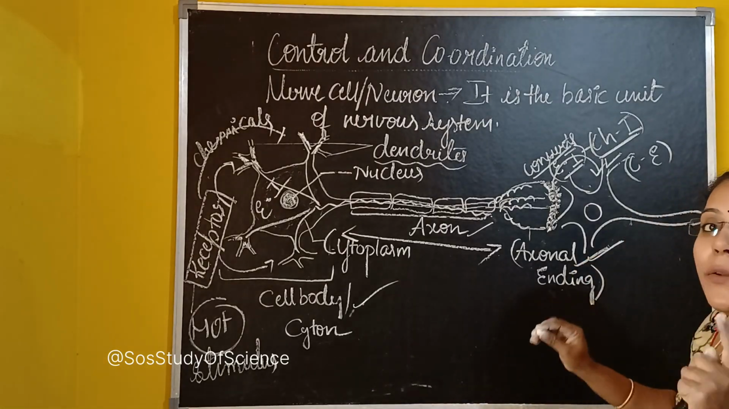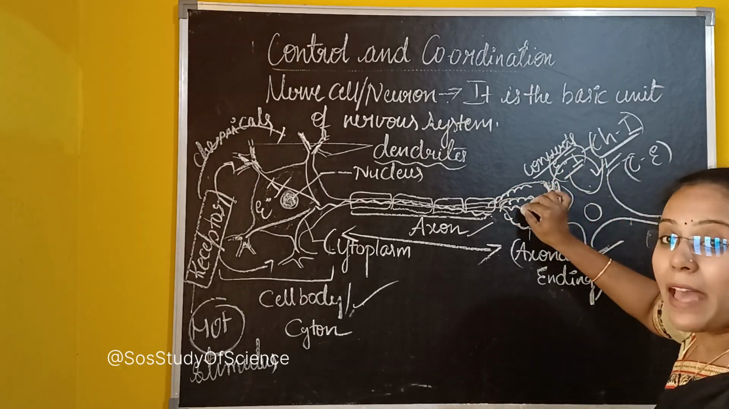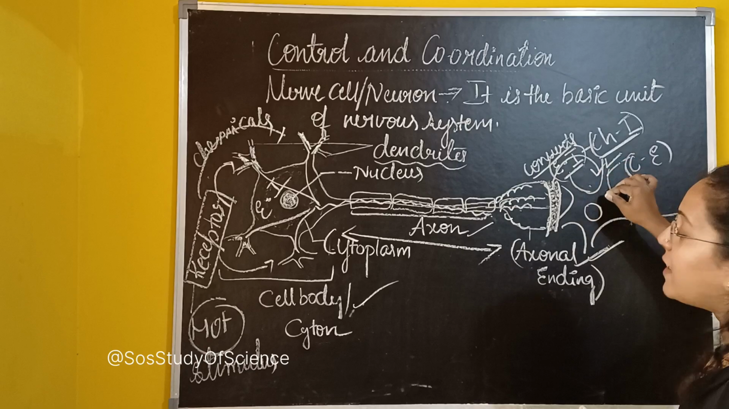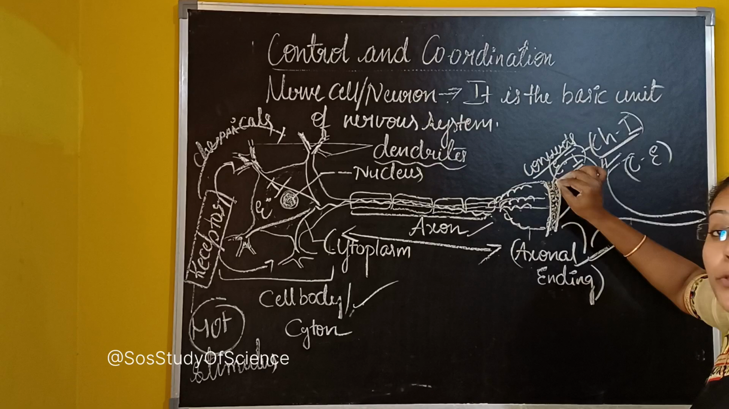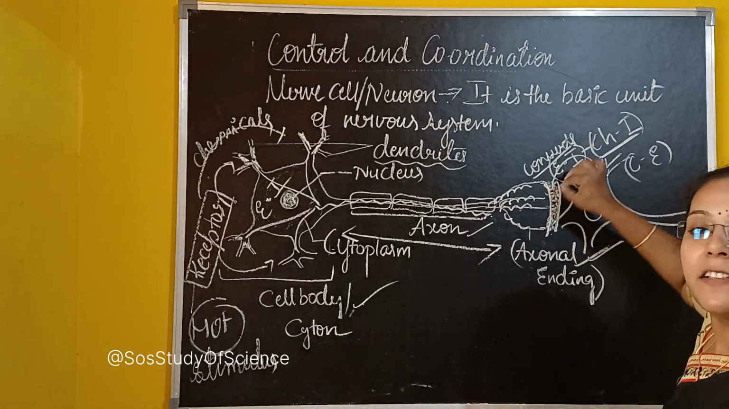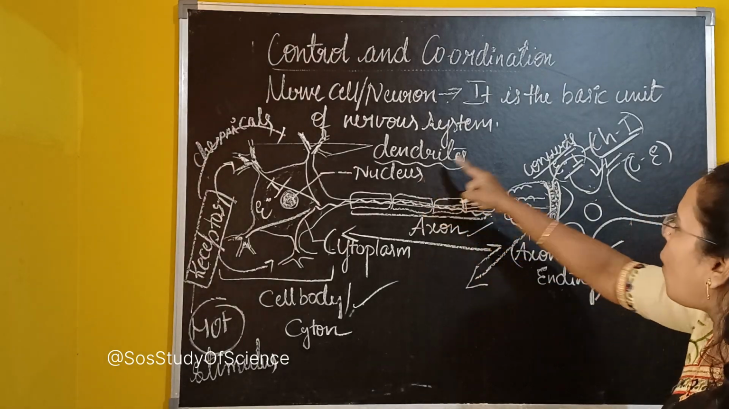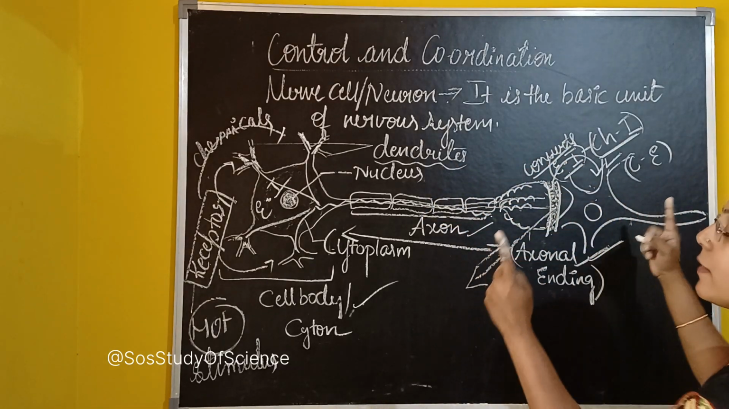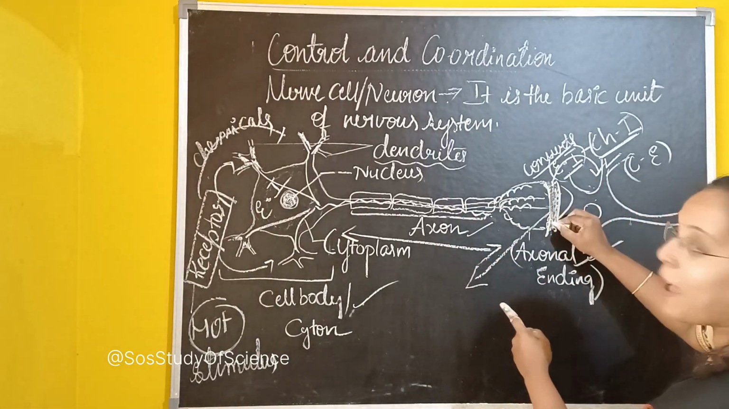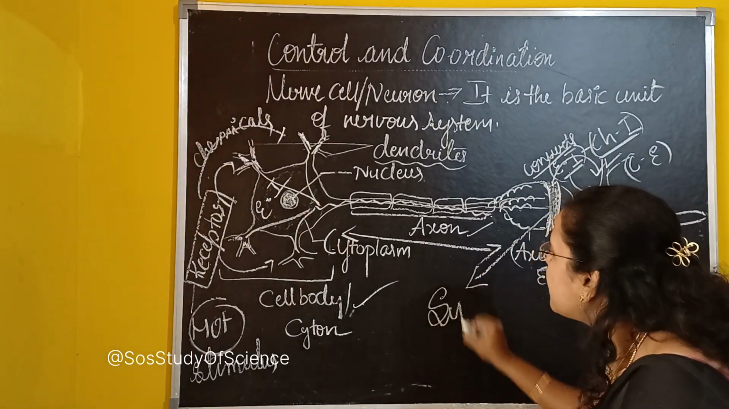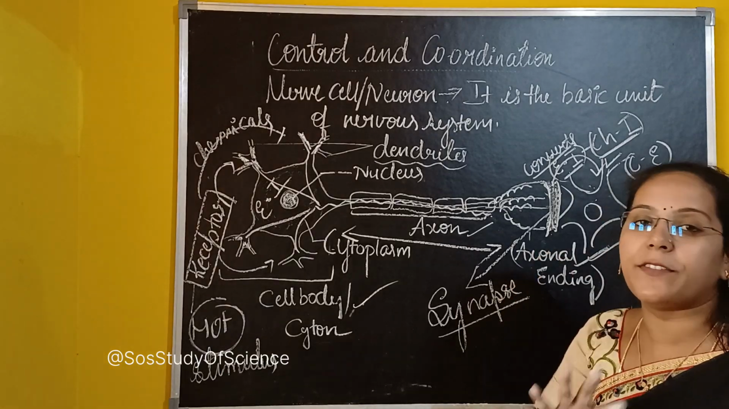Okay, right. So now what you need to understand here is, I told you chemical information is passing from the axonal ending towards the dendrites. Between these two neurons, there is a small gap. Through this gap only, the chemical information is passed to the next nerve cell. This gap which is present between one neuron and another neuron is called as synapse. Very important.